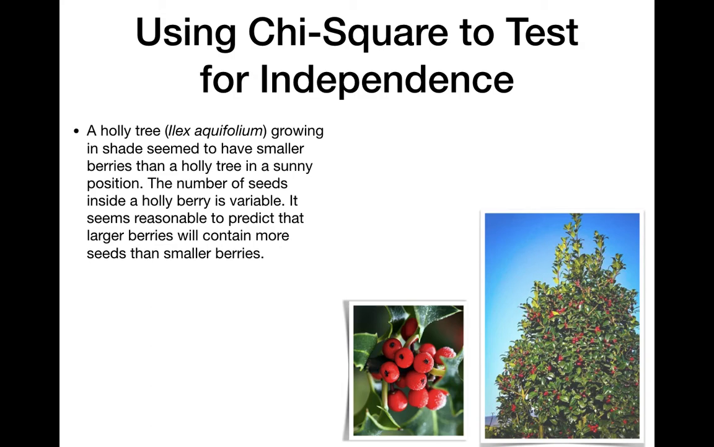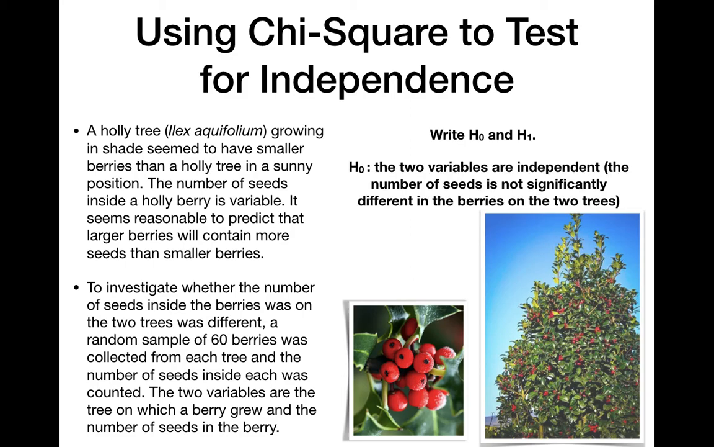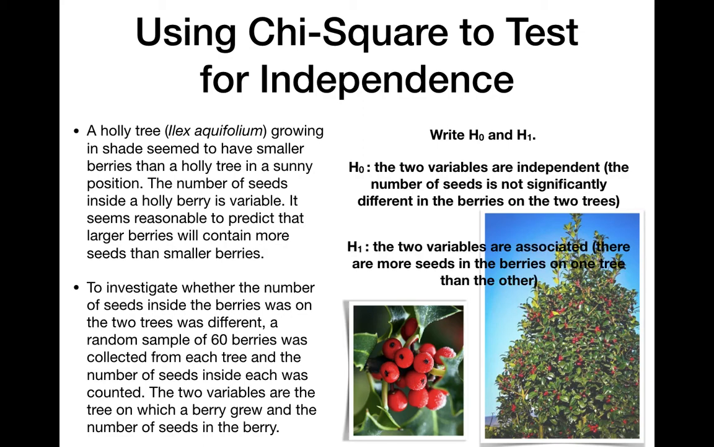Okay, so here's a practice one. They counted the seeds on holly trees in a sunny position, and looked at the different numbers of seeds inside a larger berry versus a smaller berry. So write your hypotheses. Null hypothesis: the 2 variables are independent. The number of seeds is not significantly different on the berries in the 2 trees, the shade tree versus the sunny tree. And the experimental hypothesis: the 2 variables are associated. There are more seeds in the berries on one tree than the other.